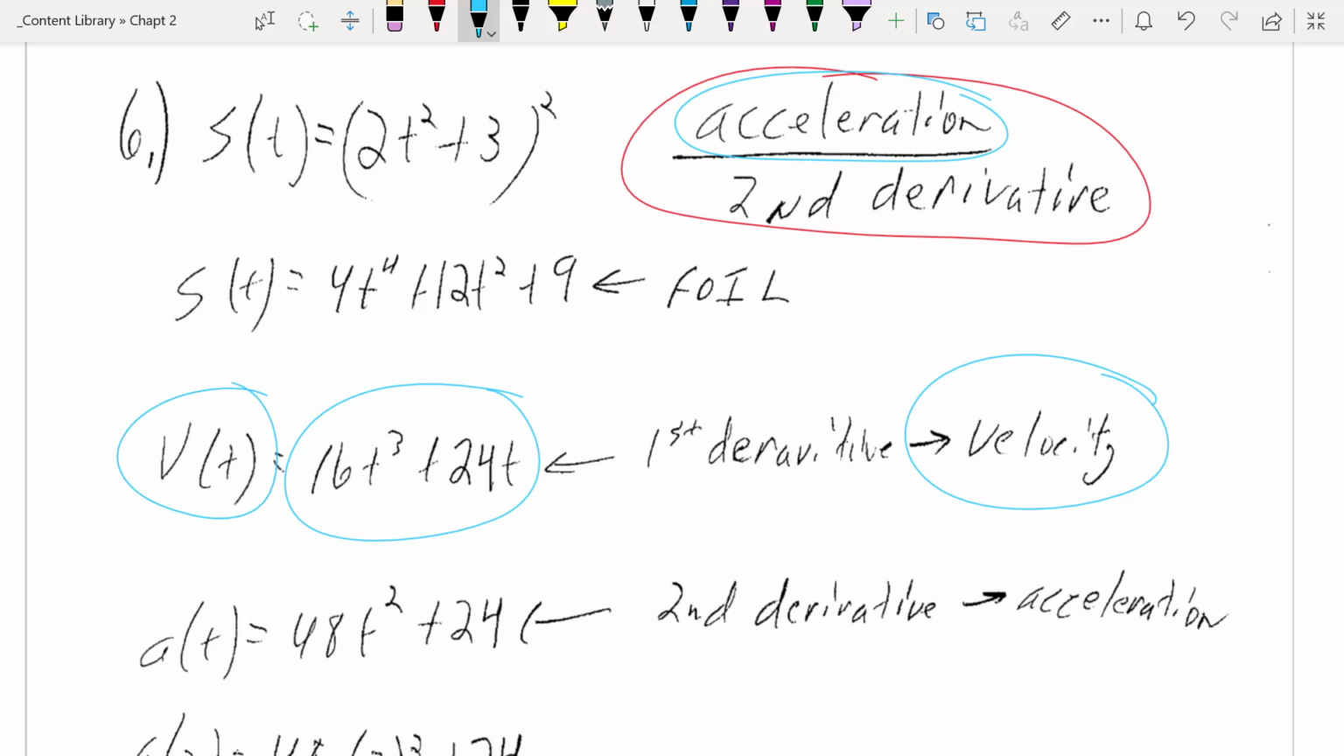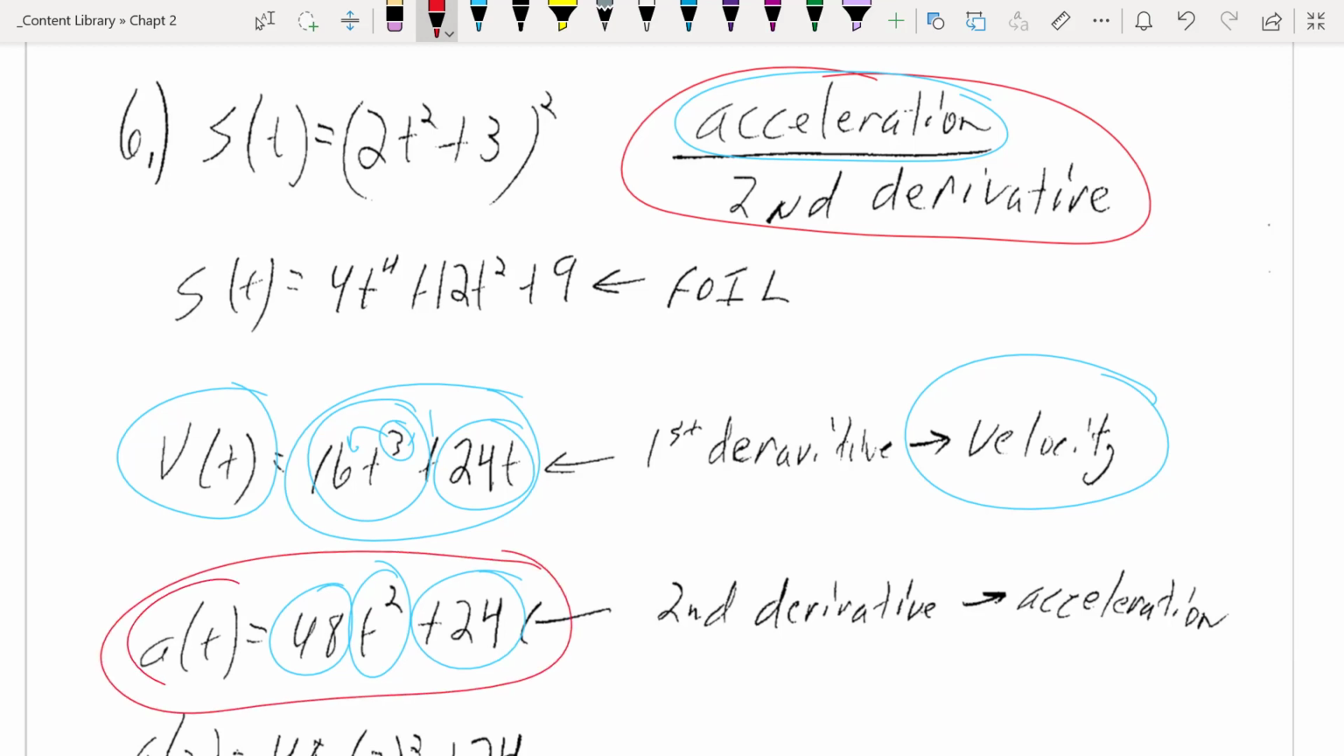Now I find the derivative of 16t cubed. I take 3 times 16, which is 48, and subtract 1 from my 3, so that's t squared. Then the derivative of 24t is just 24. You'll notice this equation right here is your acceleration equation, so I use a of t to represent that. That's the second derivative, which is acceleration.